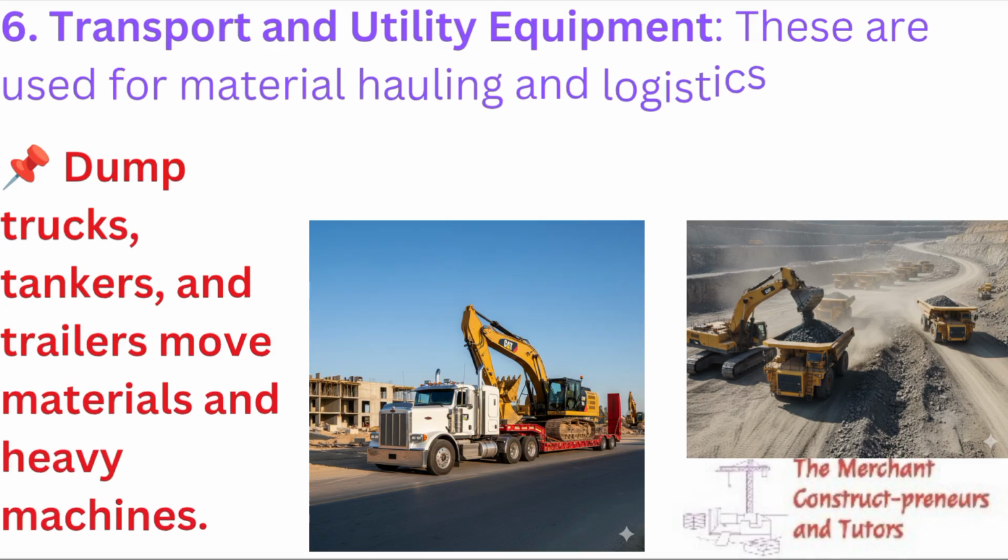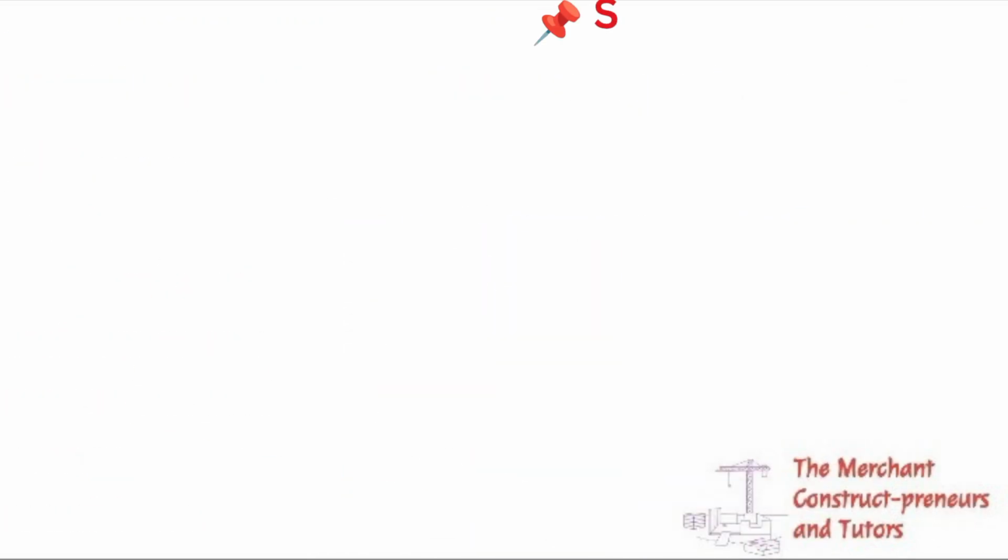So the next, I think the last one, is the transport and utility equipment. These are used for material hauling and logistics on site. Just as you have your dump trucks in the second image, taking soil from the excavator, and then the soil is being dumped in the dump trucks. Then we have the low bed. This one is used to transport materials, so this is transporting an excavator.